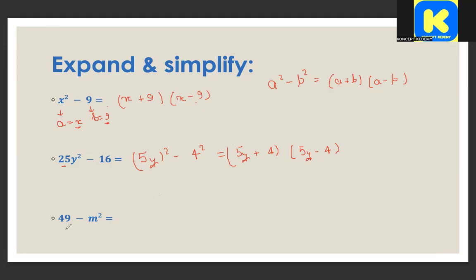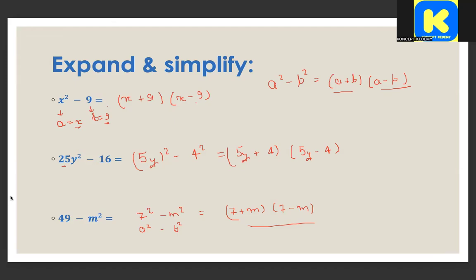For the last question, this is 49, and we know that 49 is the square of 7. Yeah, 7. So this will be 7 square minus m square. So this is a square minus b square. And we know that a square minus b square is equal to a plus b, a minus b. So 7 plus m into 7 minus m. So this way you can solve a lot of questions. This is how we can use this identity a square minus b square is equal to a plus b, a minus b, both ways.